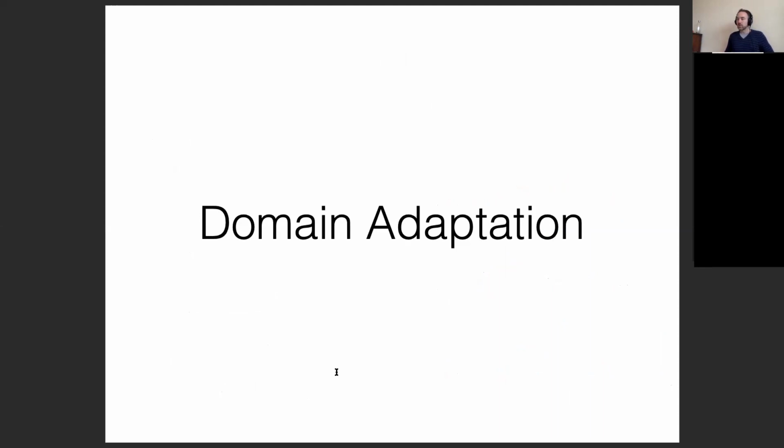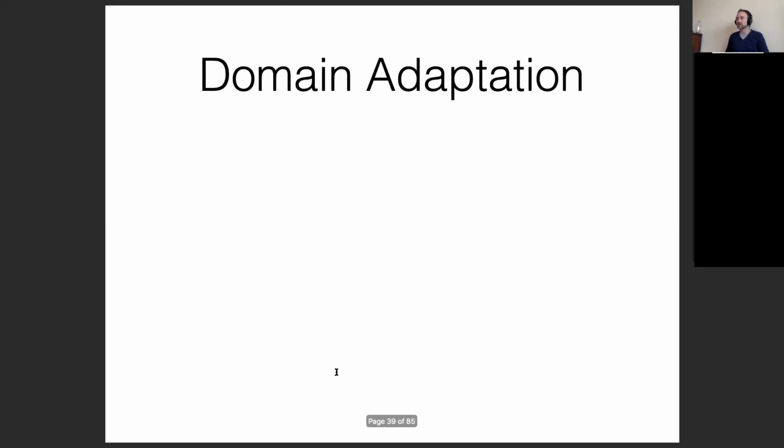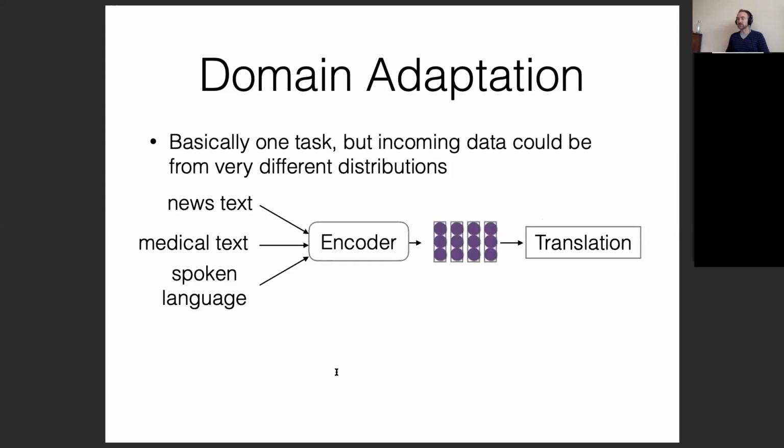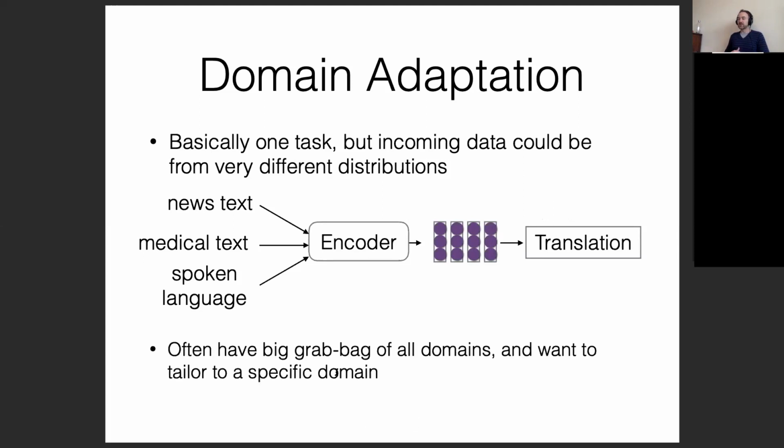With respect to domain adaptation, the reason why I cover domain adaptation separately is because from a practical point of view, it's super, super important in NLP systems, because if we build a system on one domain, it will invariably not work as well on new domains. So we have basically one task, but the incoming data could be from very different distributions. We could have news text, medical text, spoken language, etc. And very often we'll have a big grab bag of all domains, and we want to tailor to a specific domain.